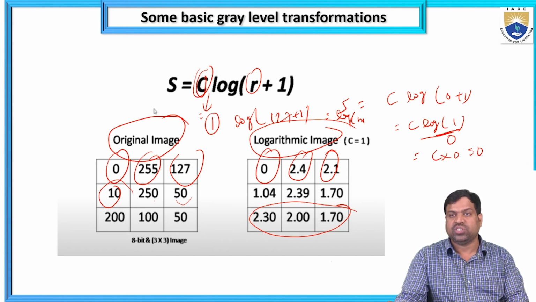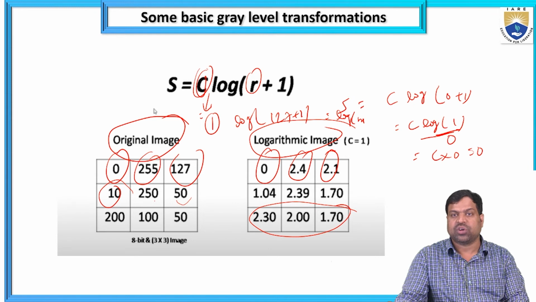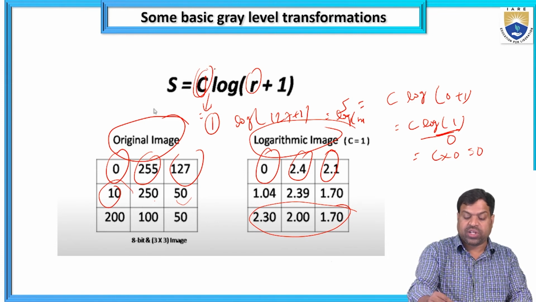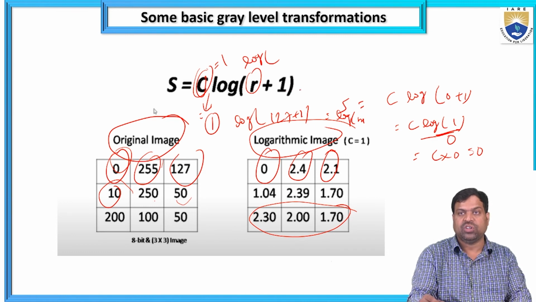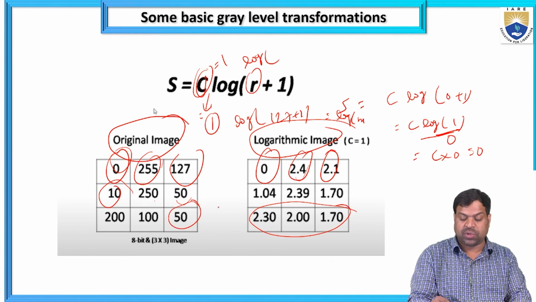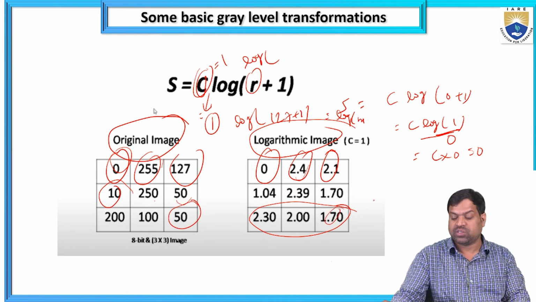This is the original image with the logarithmic image. The original image is 8-bit. Taking C equal to 1, S equals C into log of R plus 1. Log of R plus 1, where R are the values: taking 0, 0 plus 1 is 1, and log 1 equals 0. Taking 255, 255 plus 1 is 256, and log of 256 is about 2.4. For 50, 50 plus 1 is 51, and the value is about 1.7.